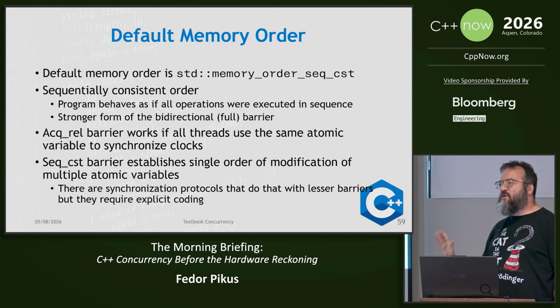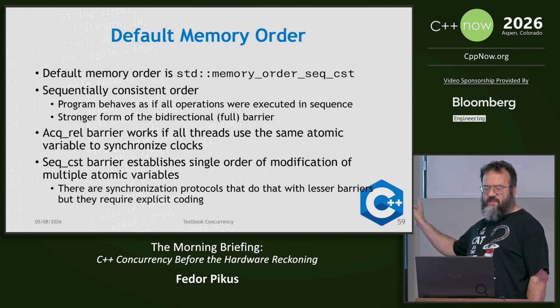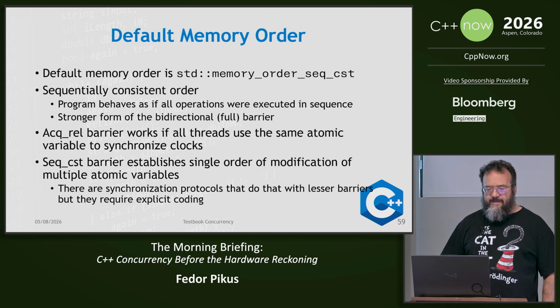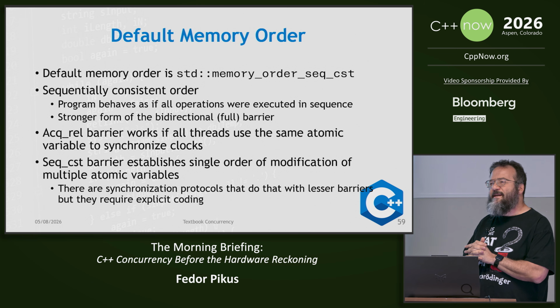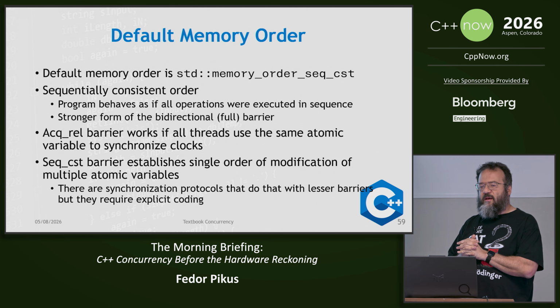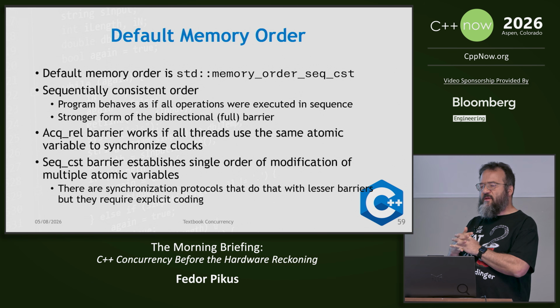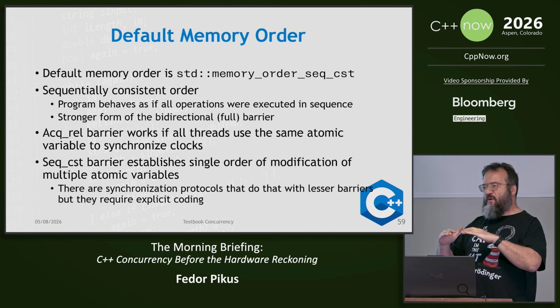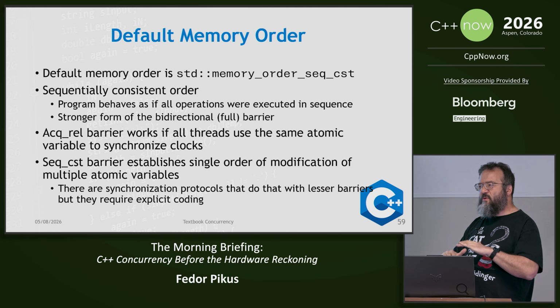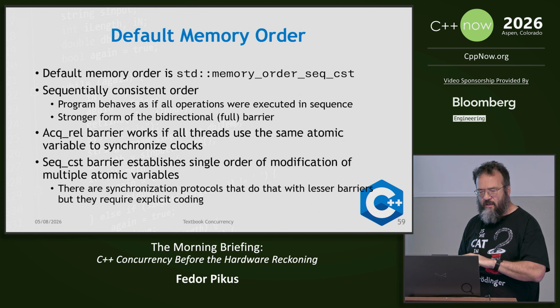Okay, what happens if you don't specify any memory order? You get that one, seq_cst. seq_cst is actually a little stronger than acquire-release. What it gives you is the sequential consistency model. So there is a way to essentially serialize your program. It behaves as if all operations were executed in some particular sequence.